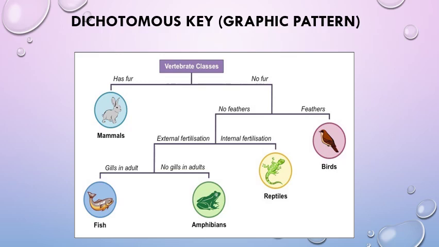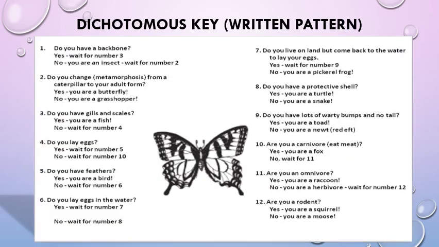In this key suppose that you were having 5 different organisms, and you just know about them that these are vertebrates, and you want to identify which organism belongs to which class. So by making these easy physical characteristics, we have identified and classified the 5 different groups of vertebrates. So this is the dichotomous key in the written pattern.